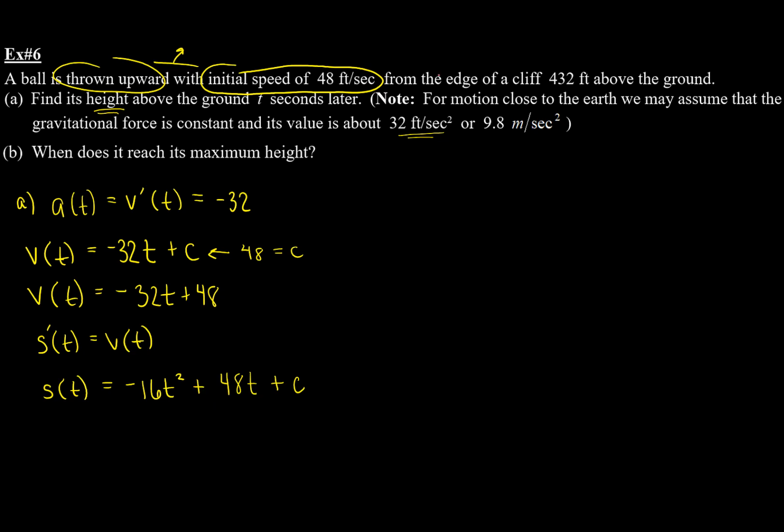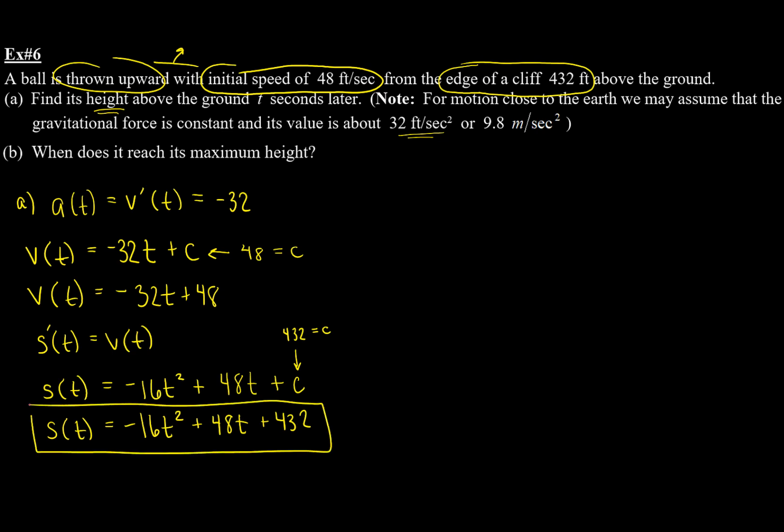Now, it did say it was thrown from the edge of a cliff, which is 432 feet above the ground, and that is my initial height. It's off the ground, not under the ground, so it's a positive c. My position function here is going to be negative 16t squared plus 48t plus 432 feet. So that's my height at any time t.